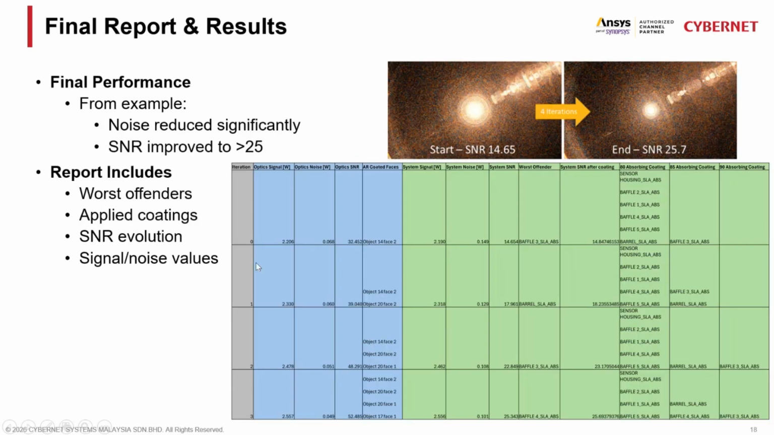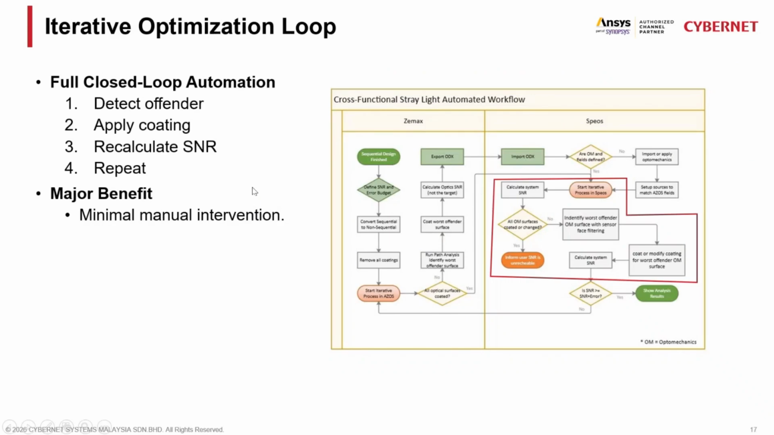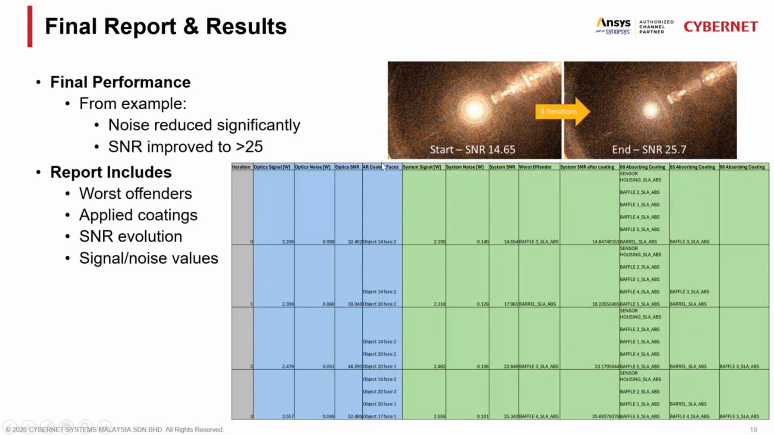So here is the final report and also the result. As you can see, at the initial iteration, here we only have 4 iterations. So the optic signal and the noise initial. We calculate the SNR. So here is the SNR for the system. As you can see, when we change the buffer, you can see the coating change, and then you can see the system signal and also the system noise.